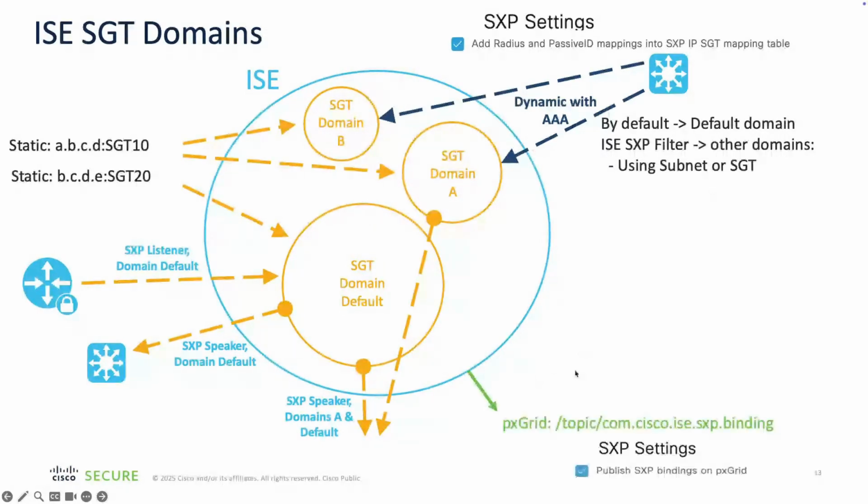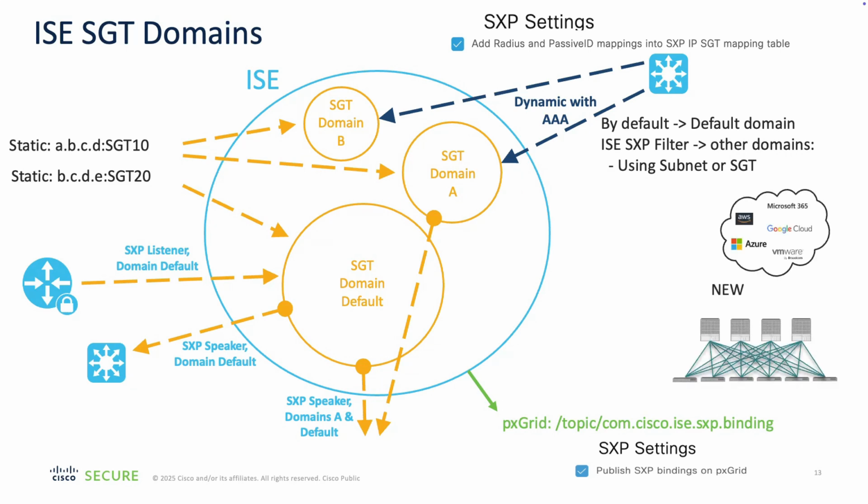And also, we send these bindings out through pxGrid. As I said, we're using this pxGrid sharing mechanism, and this is what we call the pxGrid topic. So if a client wants to subscribe to the IP to SGT bindings, it can subscribe to this particular topic to receive these bindings.